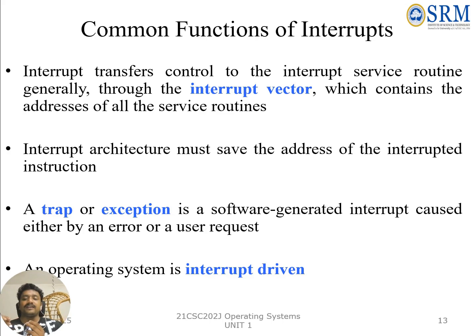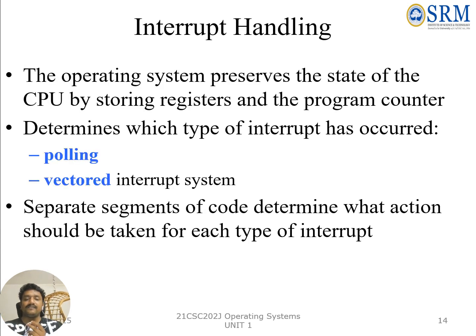The interrupt architecture will save the address of the interrupted instruction, which is nothing but the finished instruction, and also the instructions which are going to come for execution. Then we have a trap and the exception, which is whenever there is an error or a request which has not happened while the data is put into the service routine. Then we have interrupt driven, which is how we can overcome the interrupt that has occurred in this operating system.